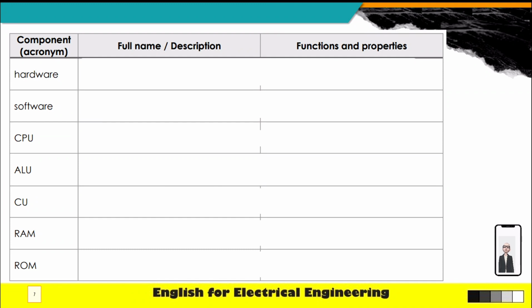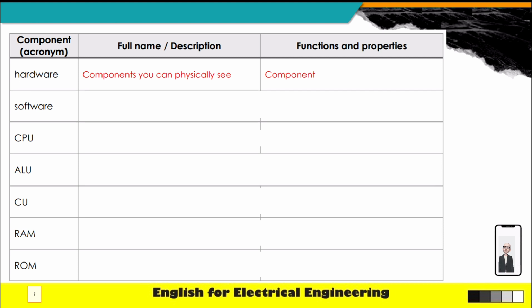Right, so component or acronyms, full names, functions, and properties. Okay, this is the table that you will have to fill in. You can go back and forth between the pages. You can look at your worksheets, complete it, and only check your answers.